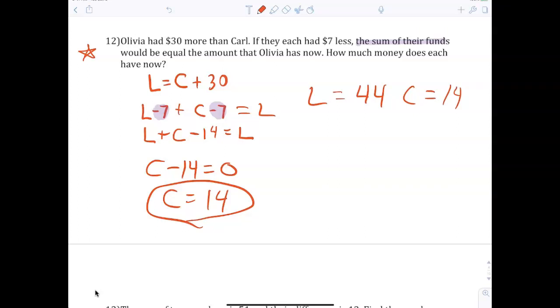Because right now, Olivia has 30 more than Carl. Does everybody agree? Now, if I take 7 from each person, that would give me 37 for L. And Carl would have what? And if I add them together, that's how much? Yes, there you go. That's how easy it is to check your work on these things.